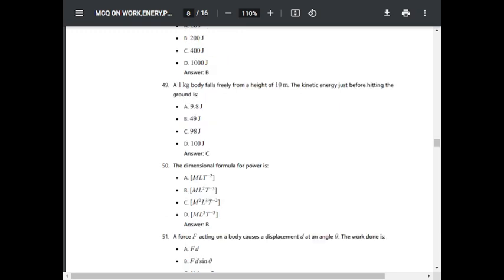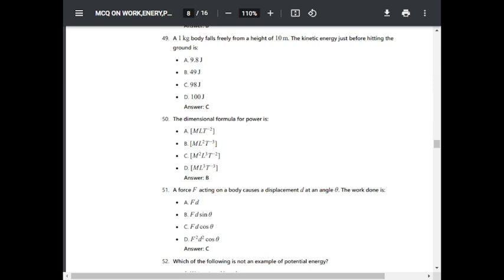Question number 50. The dimensional formula for the power is: option A ML T minus 2, option B ML2 T minus 3, option C ML3 T minus 2, option D ML3 T minus 3. The correct answer is B, ML2 T minus 3. The dimensional formula for power is ML2 T minus 3.